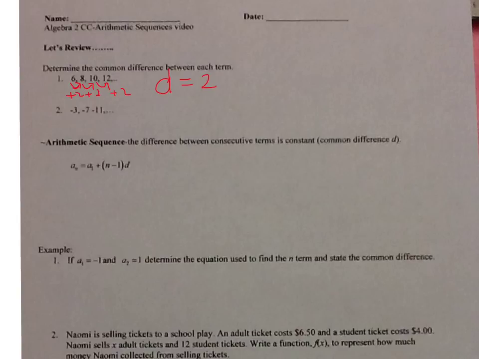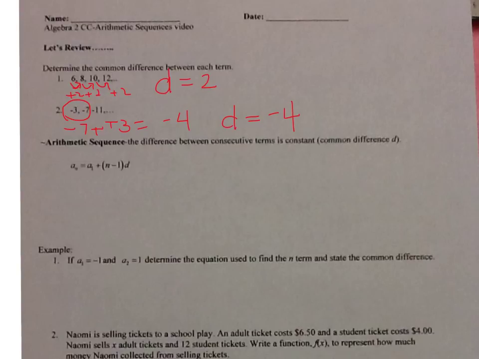All right, so I want to see what am I doing to go from negative 3 to negative 7 to negative 11. So if you have a hard time figuring it out, take two consecutive terms, negative 7 and negative 3, and subtract them. Take the second term, the one that's behind it, which in this case is negative 7, minus the one that's in front, which is negative 3. So negative 7 minus a negative 3 is negative 4. So the common difference is negative 4.